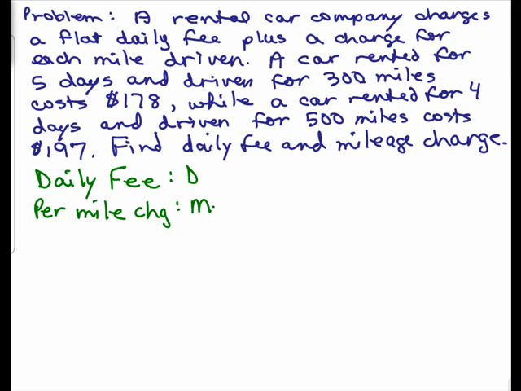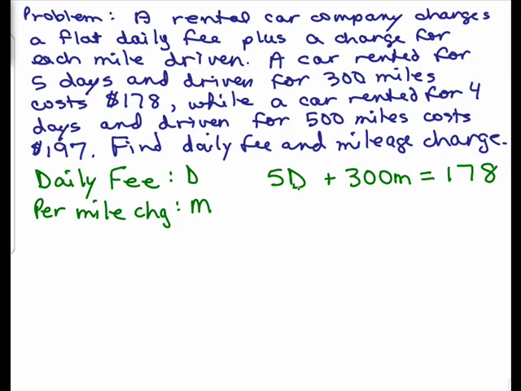So what do we have? A car rented for 5 days and driven for 300 miles. Now if you're renting a car for 5 days and it costs D dollars per day, it's going to charge you right off the bat 5D. Added on to that are the mileage charges. If you're driving for 300 miles and it costs M, let's say cents per mile, then that's going to be 300M. Does that make sense? And that is $178.